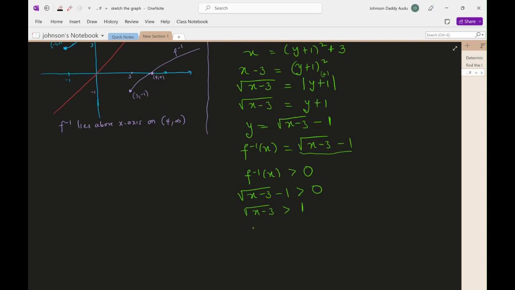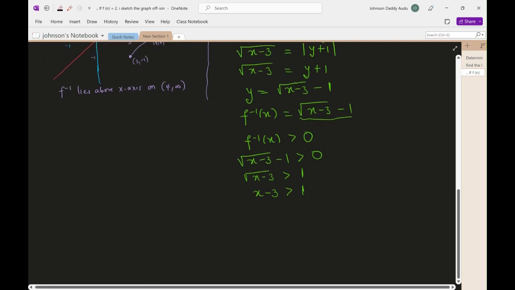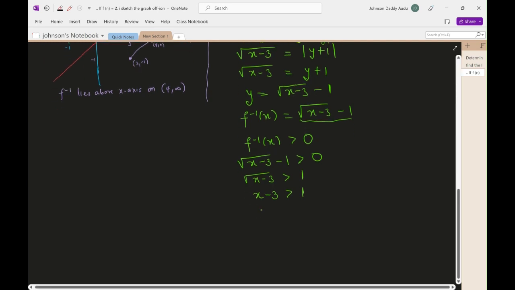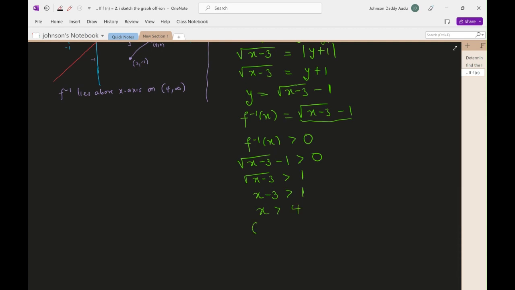So what does this mean? This simply means that, if this is happening, then definitely x minus 3 is greater than 1. So what do we have? We have x is greater than 4, which is just 4 to infinity. Is that okay?